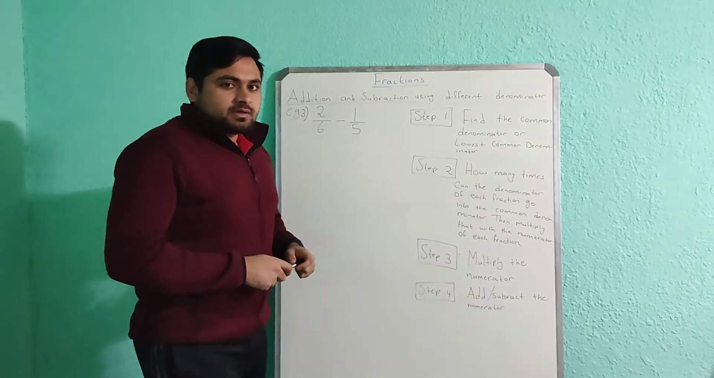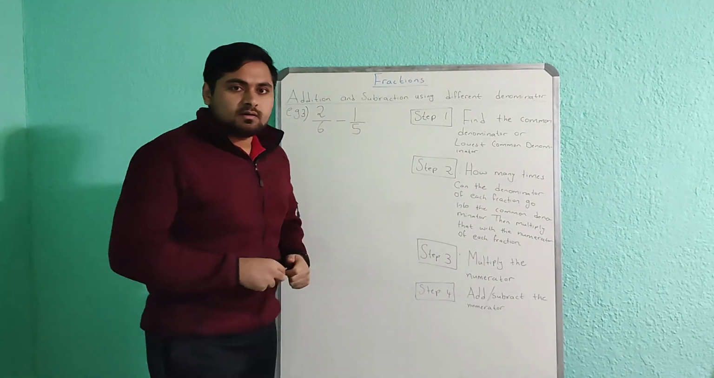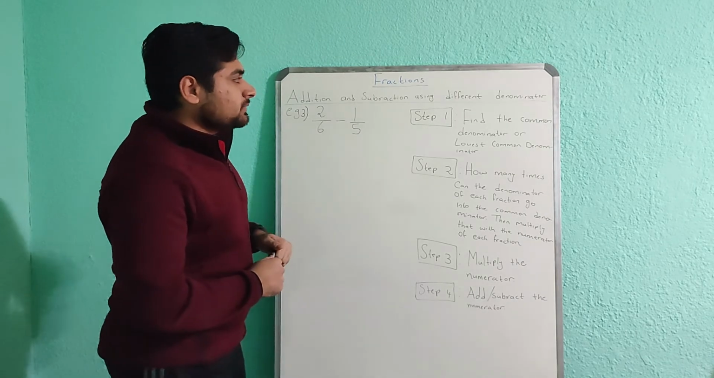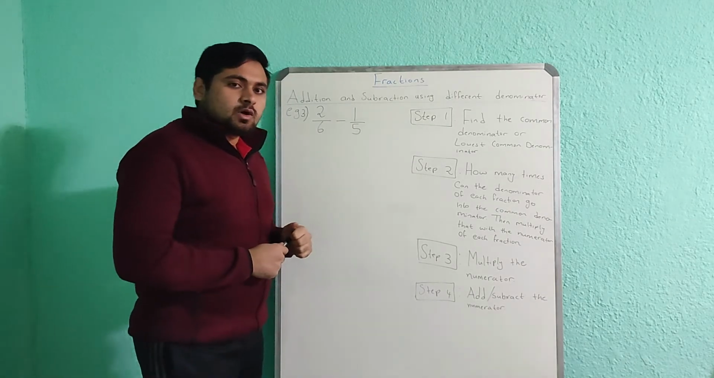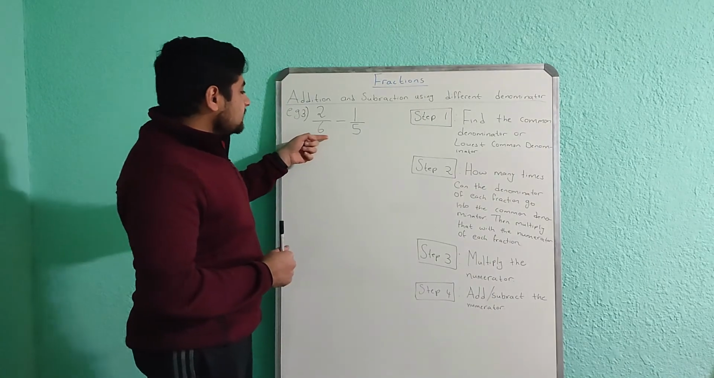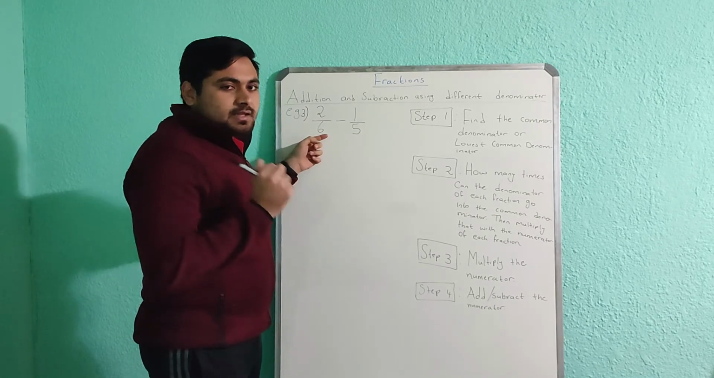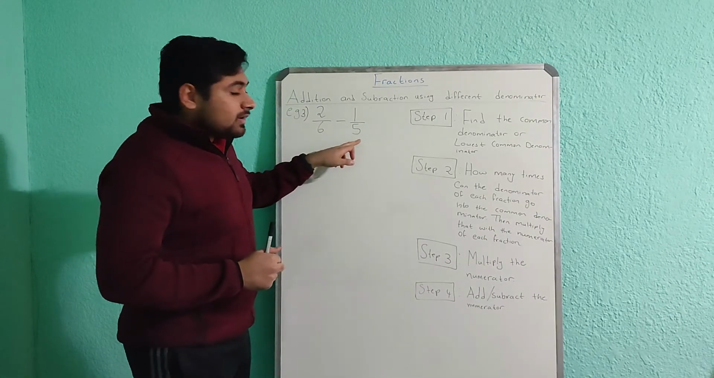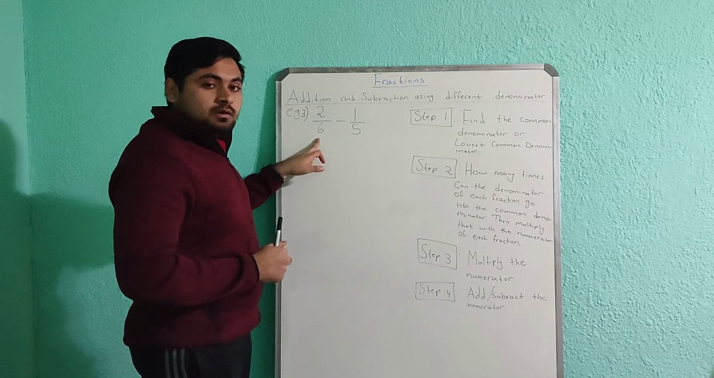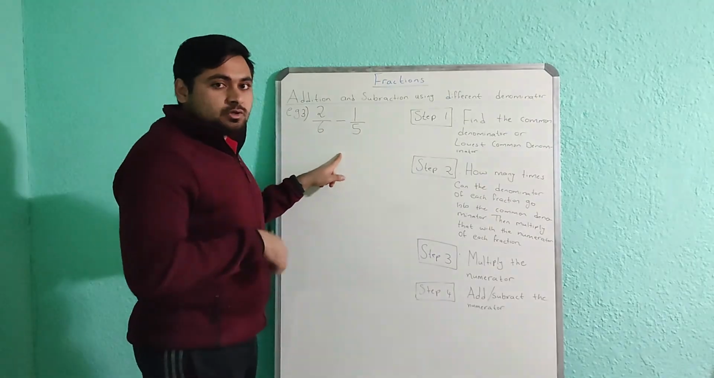Example 3 says 2 over 6 minus 1 over 5. What's our steps? Find the common denominator or the lowest common denominator. So we first ask ourselves, can 6 go into itself? Yes, it can. Once, without a remainder. Now can 5 go into 6 without a remainder? No. So it means 6 is not our common denominator.